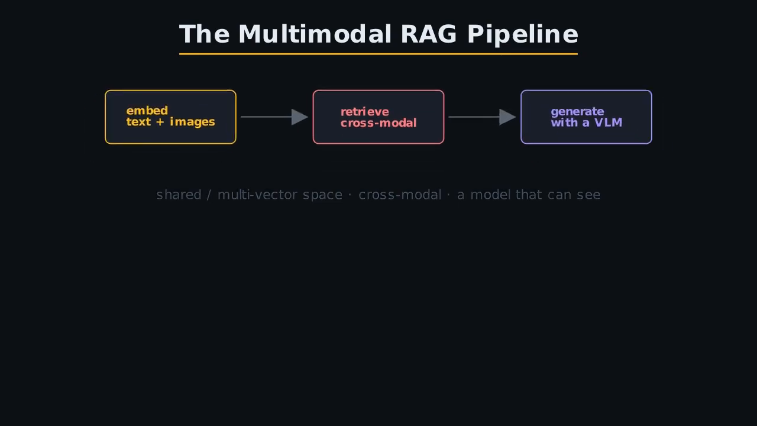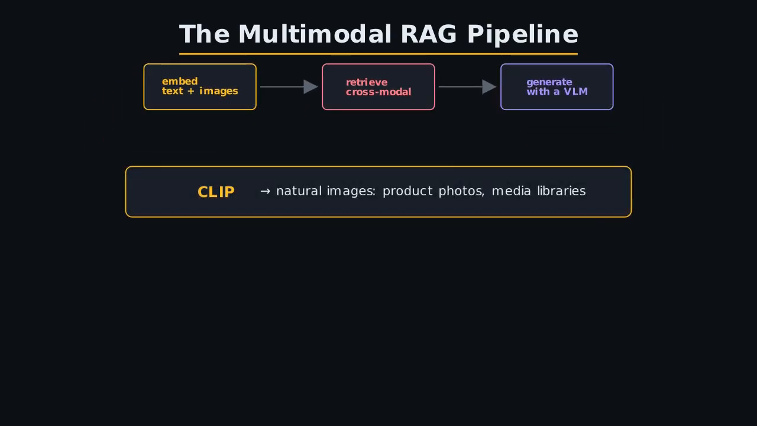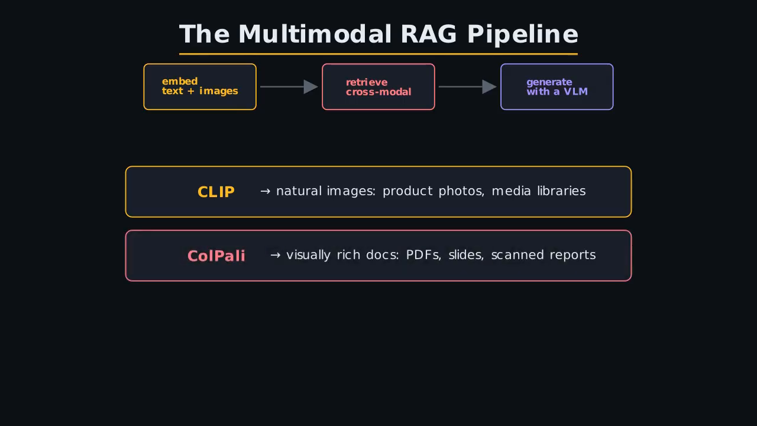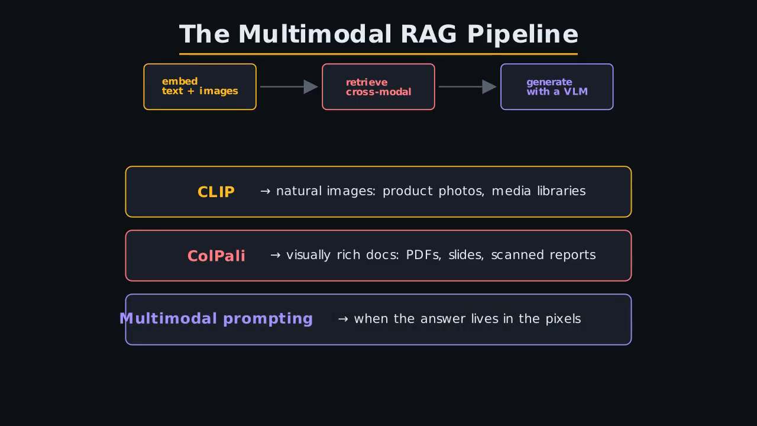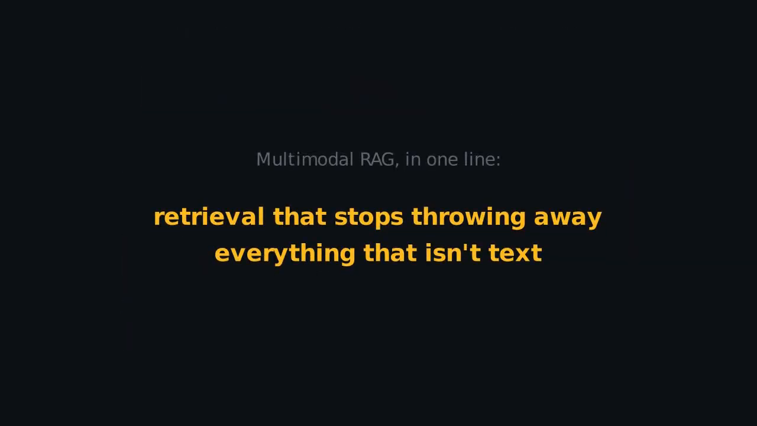So when do you use what? For searching natural images, product photos, or media libraries, CLIP-style shared embeddings are perfect. For visually rich documents, PDFs, slides, scanned reports, ColPali lets you skip the brittle parsing pipeline entirely. And whenever the answer lives in the pixels, a chart, a diagram, a form, multimodal prompting lets the model actually look. Multimodal RAG in one line: retrieval that finally stops throwing away everything that isn't text.